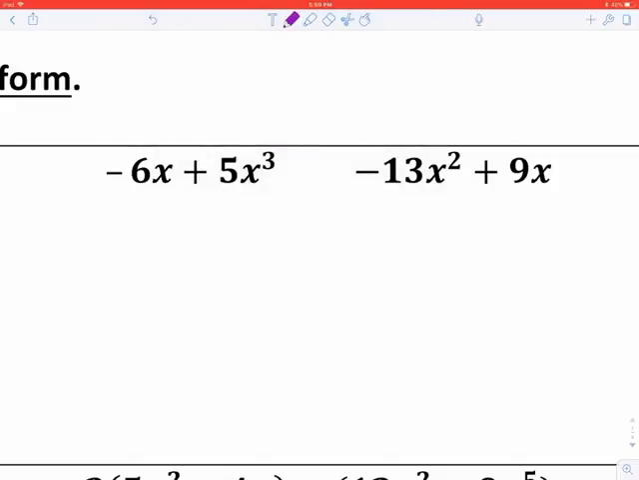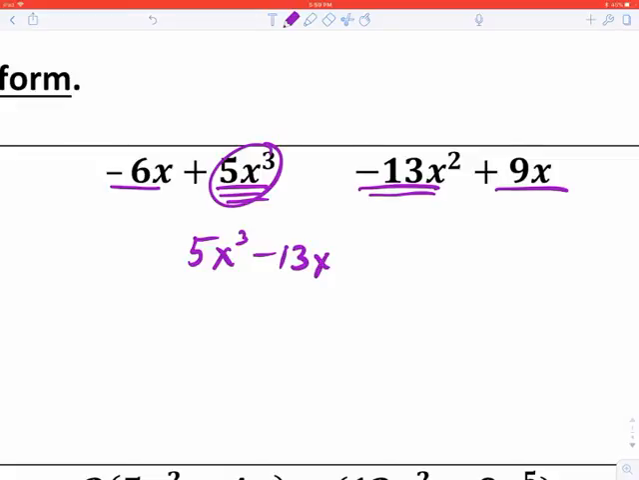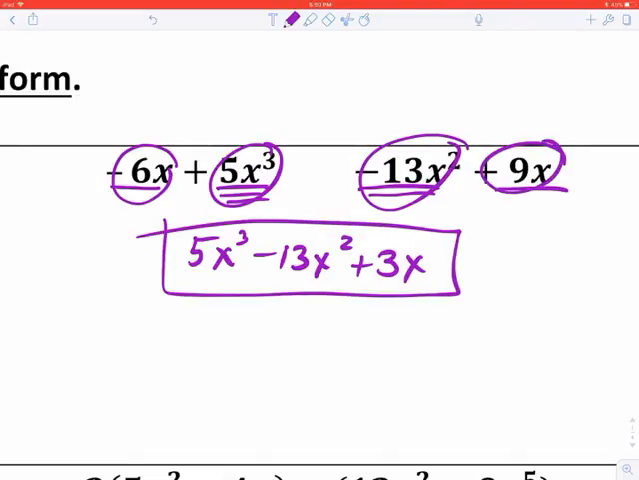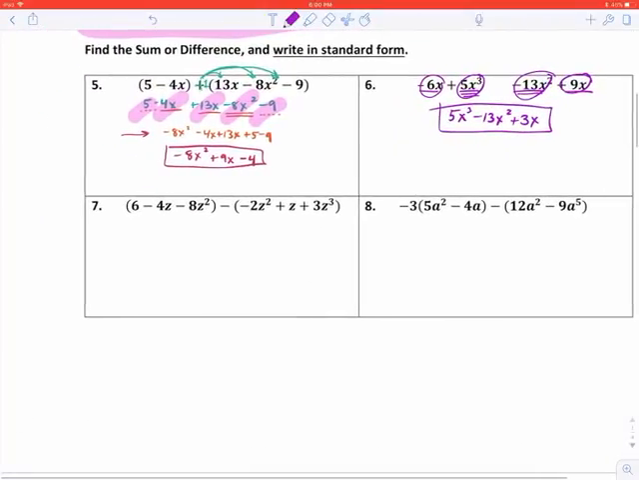I'm going to go ahead and underline. So I have 1, 1, 2, 3, 1, 2, and 1. Let me start with my biggest terms. 5x cubed. Maybe I will circle it once I've accounted for it. Then I have negative 13x squared. And I have negative 6x plus 9x. I'm going to combine that in my head and put the 3x. Alright, it's already in standard form.